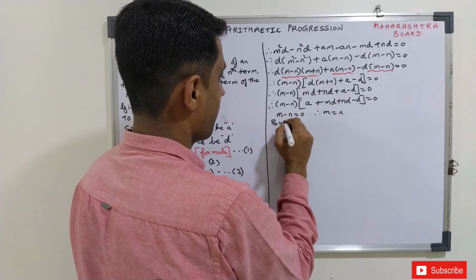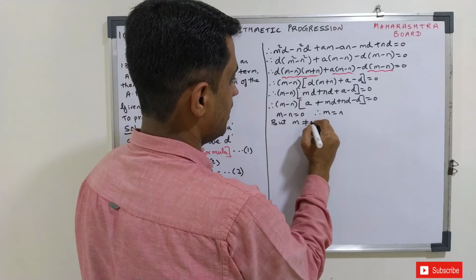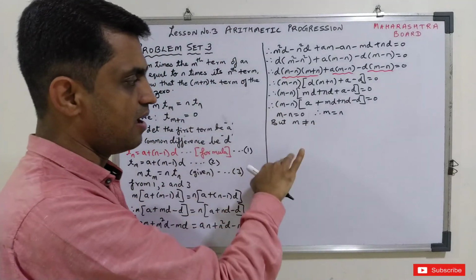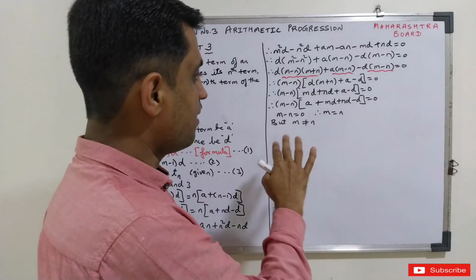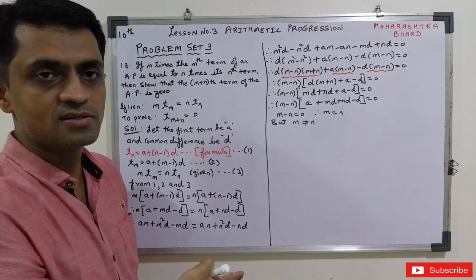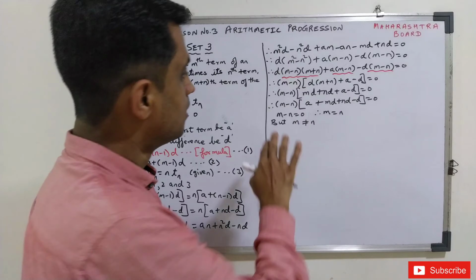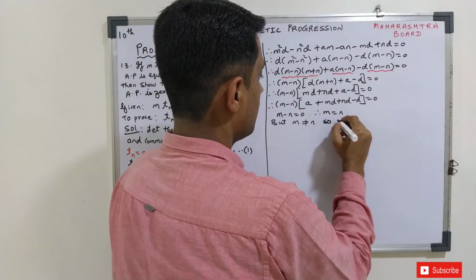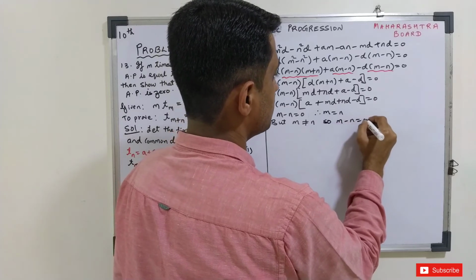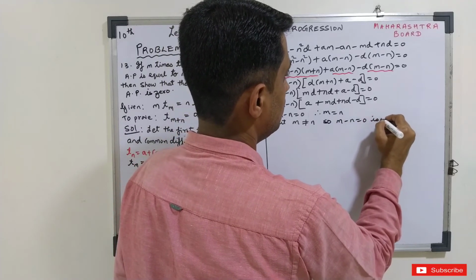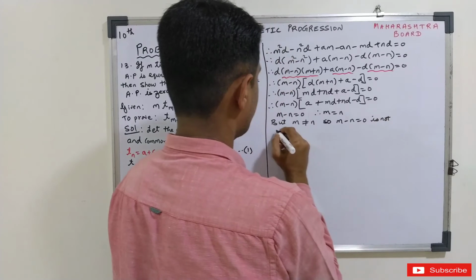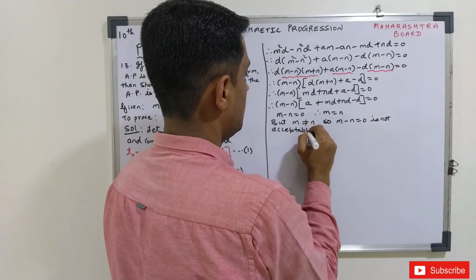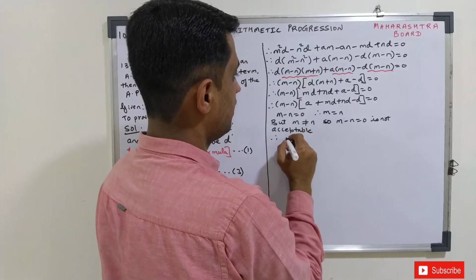But M is not equal to N. It is not specified here, but it is understood that M is not equal to N. If M is equal to N, then why are we solving this sum? Not possible. So, but M is not equal to N, so M minus N is equal to 0 is not acceptable. So what we will get?